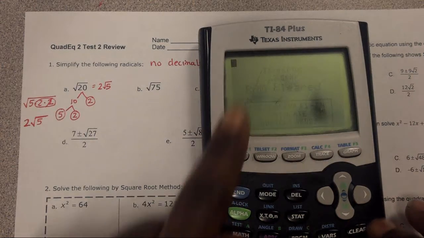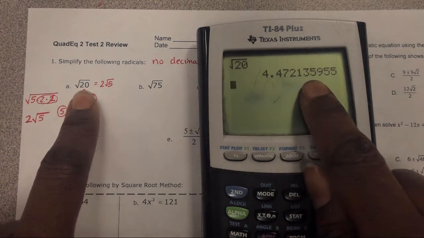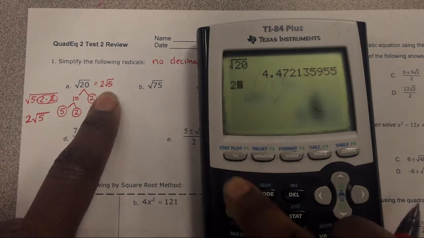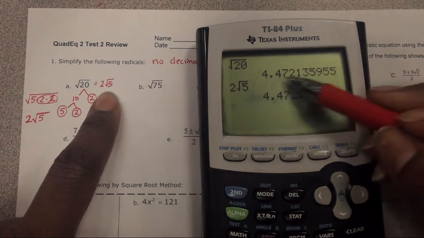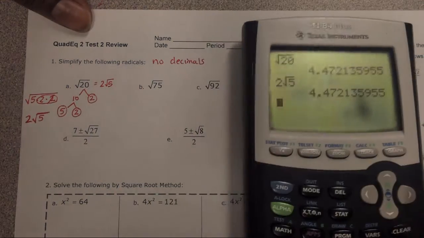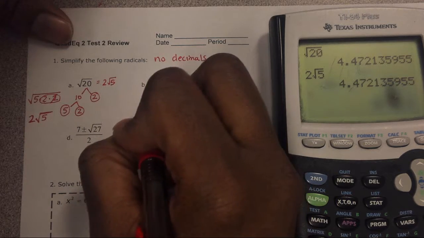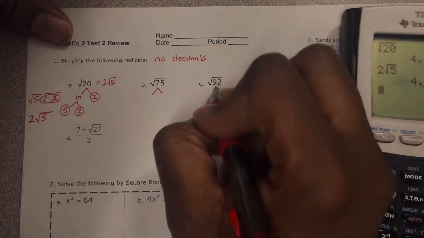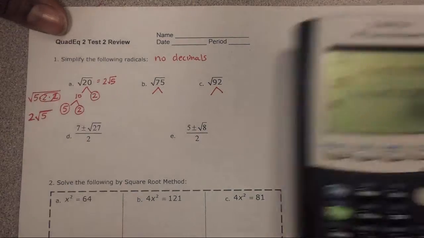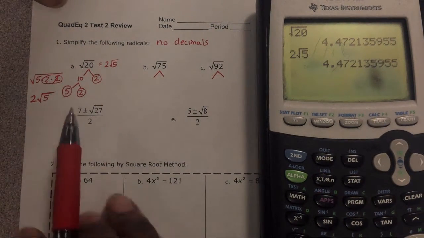Remember, you can check your calculator by putting the square root of 20 in there and seeing what that decimal equals. And then if you also put 2 square root of 5 in there, you can make sure if the decimals match, that means, hey, you must have done that correctly. All right. Same thing here. You want to make sure you break down the 75, what times what, until you get the prime number. Same thing with the 92. Like I said, I'll probably put up the answers at the end.